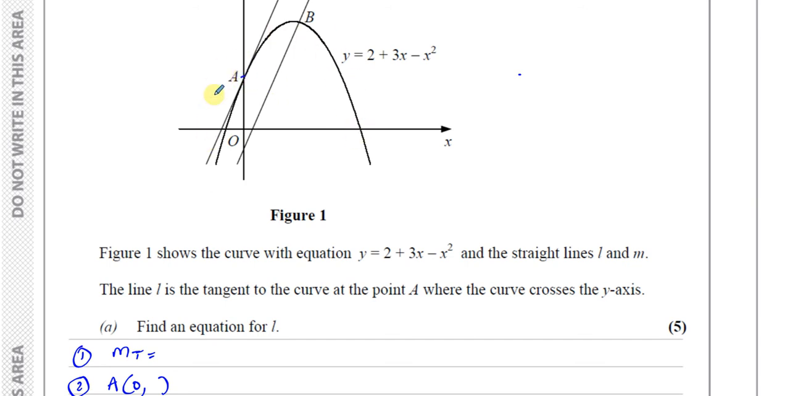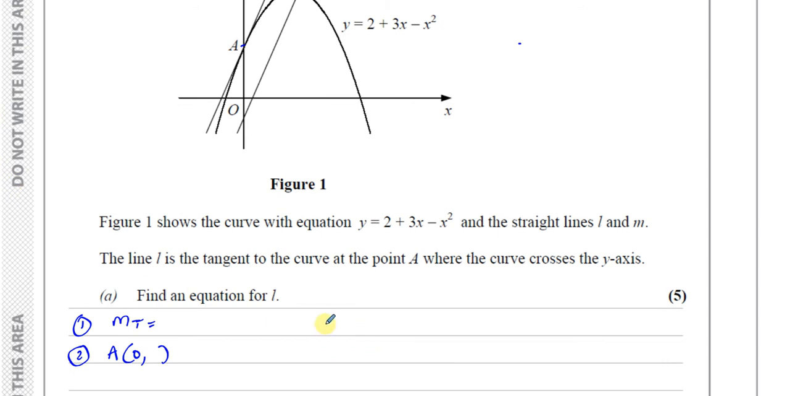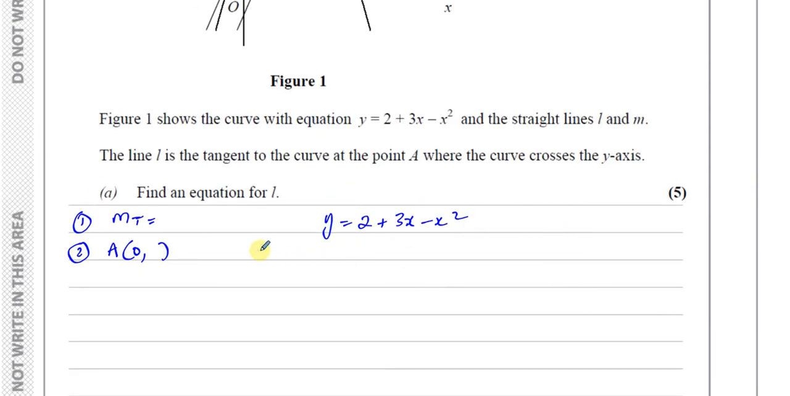The first thing we can do is find the point where it passes through the y-axis, because it's the same point where this curve passes through the y-axis. When y equals 2 plus 3x minus x squared, it passes through the y-axis when x equals 0. When x equals 0, y is going to be 2. The y-intercept is 2, so that's also the y-intercept of the tangent. The tangent passes through the y-axis at 2, the same place where the curve does.